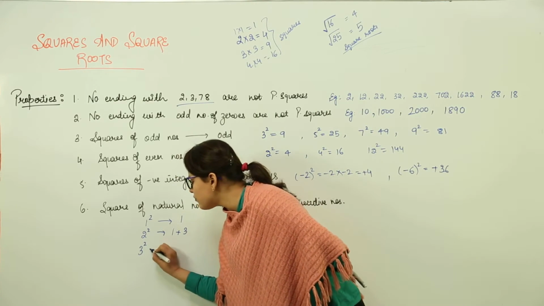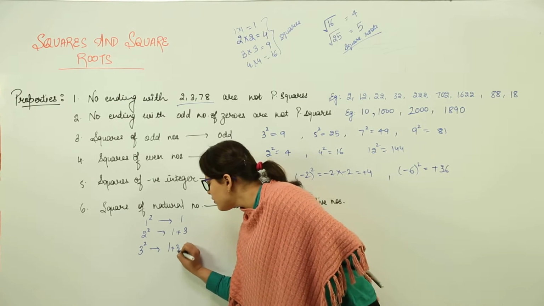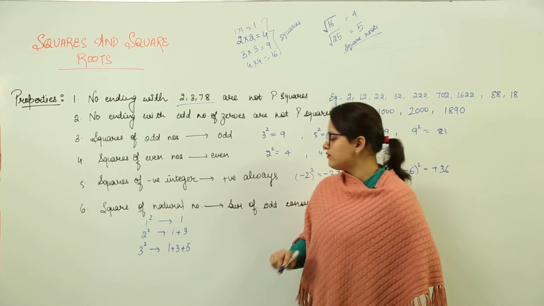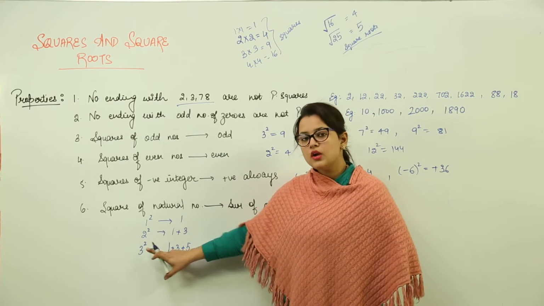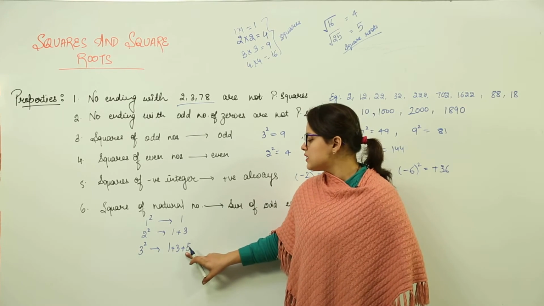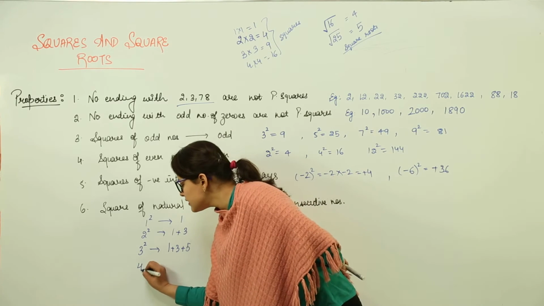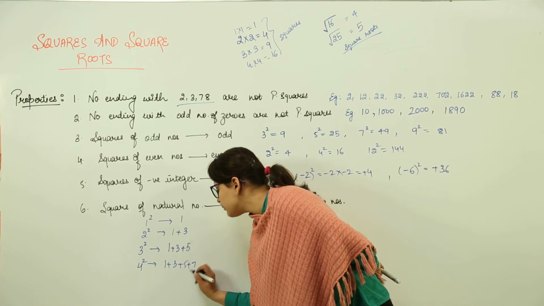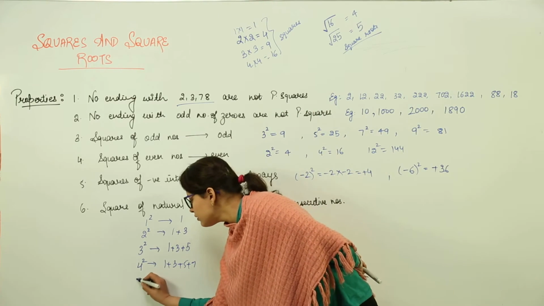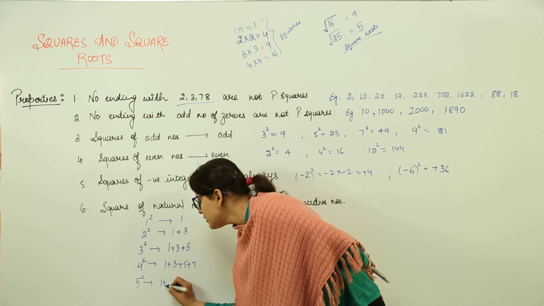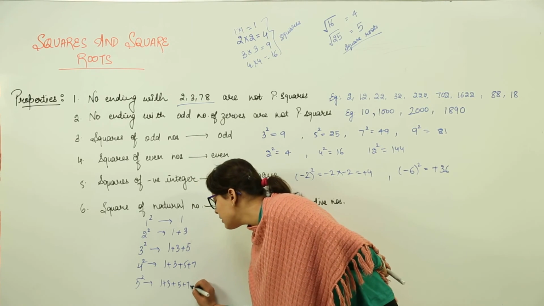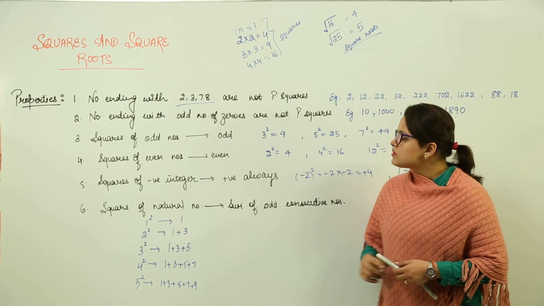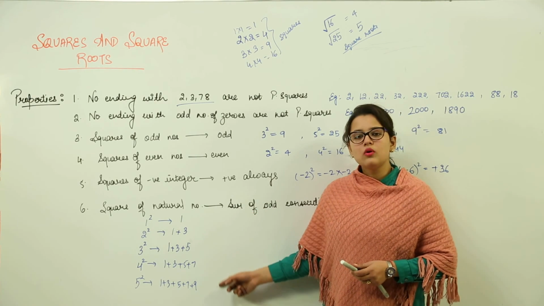Similarly, if I take the square of 3, that will be equal to the sum of the first 3 odd consecutive numbers, that is 1 plus 3 plus 5. Just check. 3 squared is equal to 9. What is 1 plus 3 plus 5? This is equal to 9 again. Similarly, let's check for 4. That will be equal to 1 plus 3 plus 5 plus 7. Both give you 16. Moving on, 5 squared will give you 1 plus 3 plus 5 plus 7 plus 9. Just check for yourself. Both the answers are giving you 25. So this property is true for all the natural numbers.